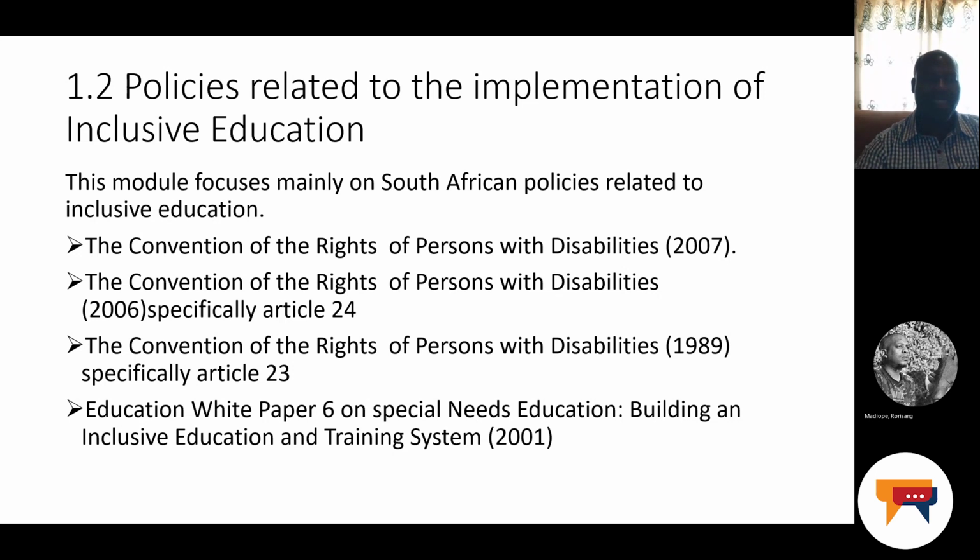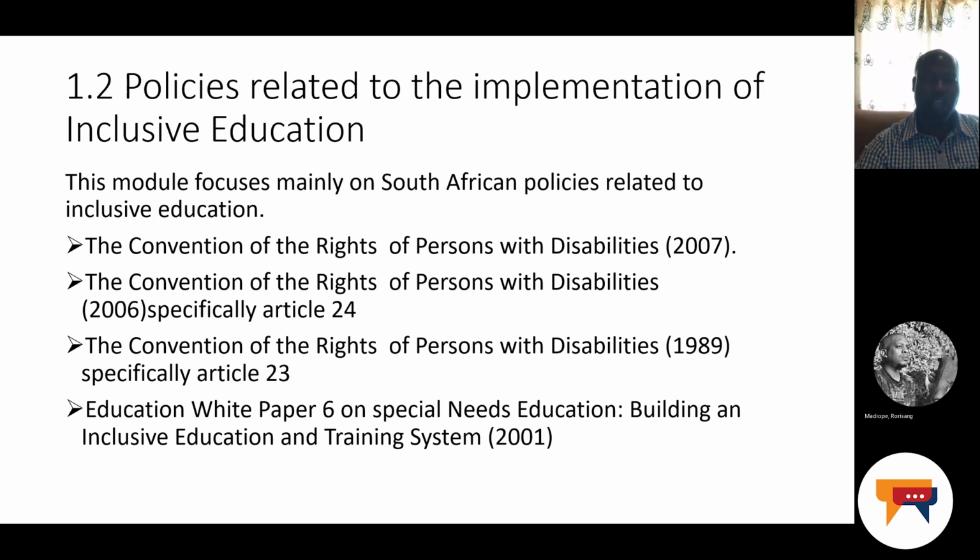And the second policy, that is the Convention on the Rights of Persons with Disabilities of 2006, especially Article 24. According to this policy, state parties shall ensure that persons with disabilities are able to access general tertiary education, vocational training, adult education, as well as lifelong learning without any form of discriminatory practices on an equal basis with others. That is what is contained in Article 24.